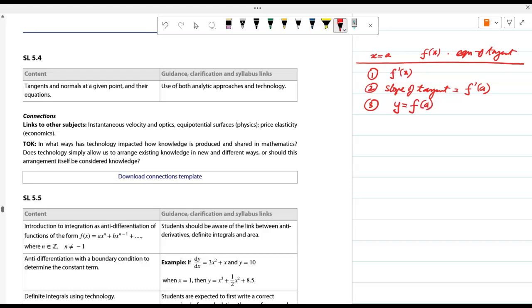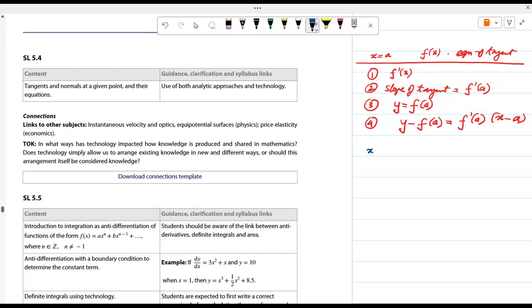If you put a in the original function, you get the y coordinate. If you put a in the derivative, you get the slope of the tangent. So it depends where you substitute a. Then your equation will be y minus y1 is equal to m, where m is the slope of the tangent, times x minus x1. They have to give you x1, otherwise you can't do anything.